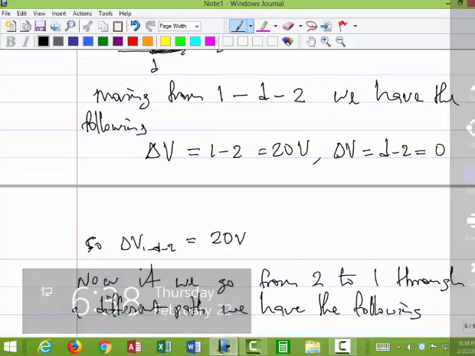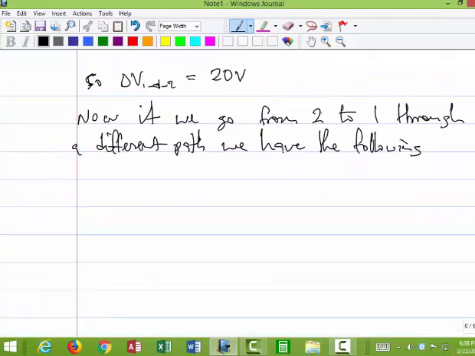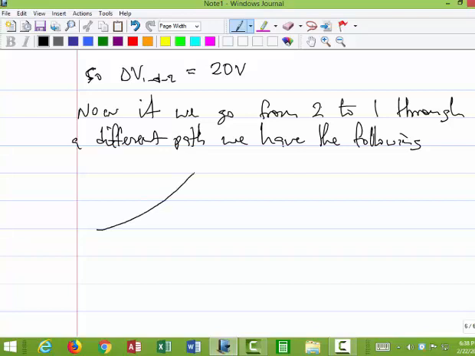So let's go from 2 to 1 through a different path. I'm going to draw these things again. We are now at 2. You can go from 2 to this point, go down that way, and then go this way, and then back. This is point 1. This is still 20 volts, 30 volts, 40 volts. Let's say this is C, this is B, and that is A.